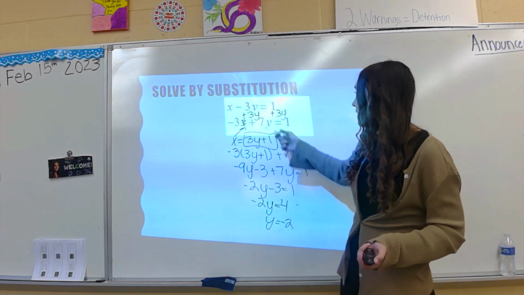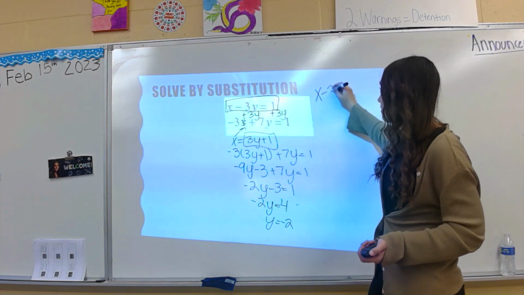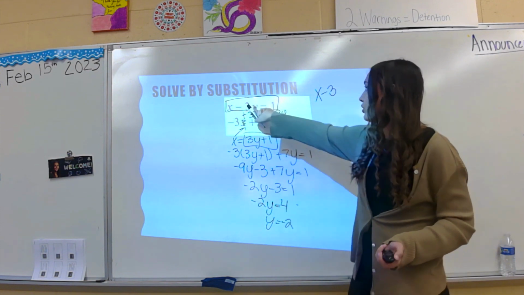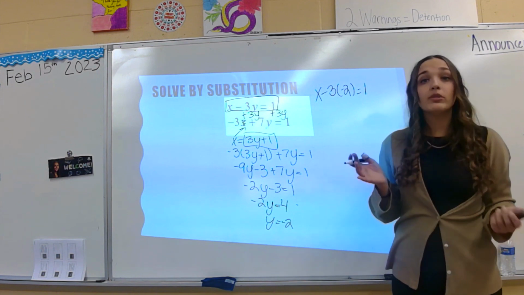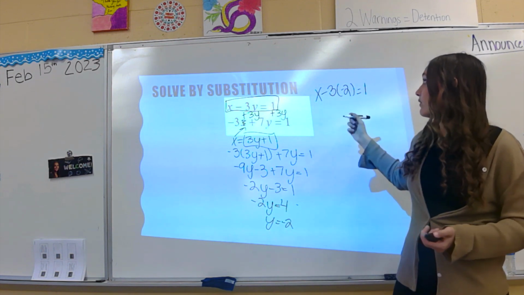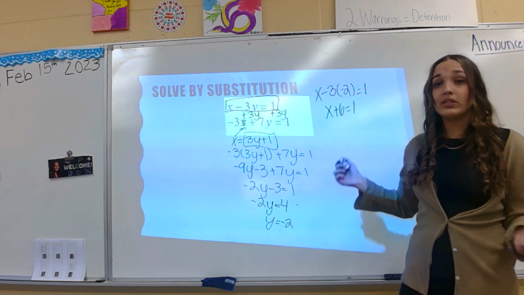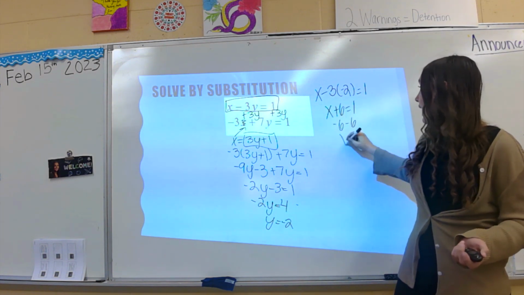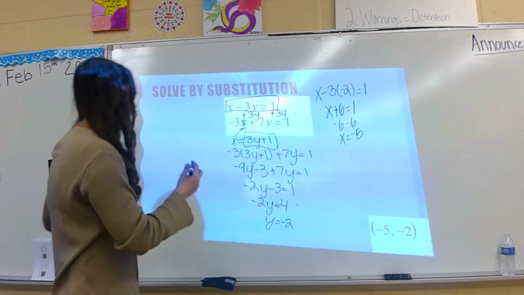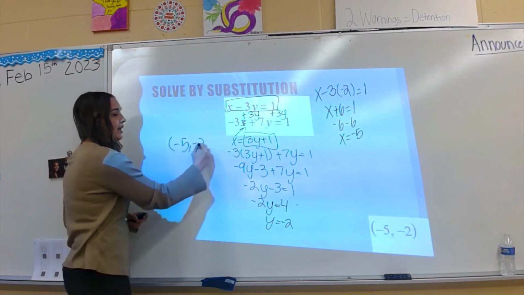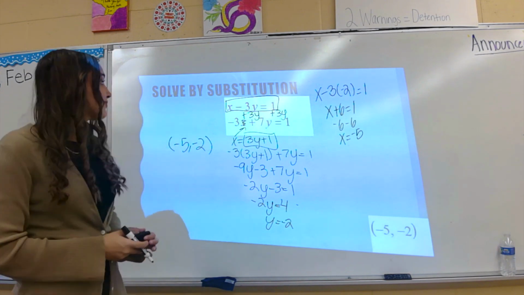So I'm going to plug this into my original equation, and I get x minus 3, my y is negative 2, equals 1. Now I'm going to use my multiplication. Negative 3 times negative 2 is 6. And then subtract 6 from both sides. And I get x equals negative 5. So my final answer as an ordered pair is going to be negative 5, negative 2. And you've got to make sure you write it like that so it's proper.